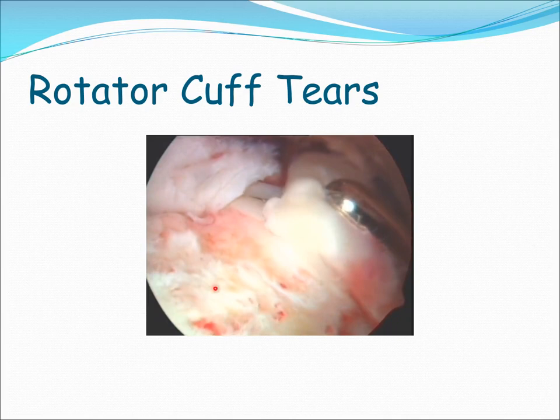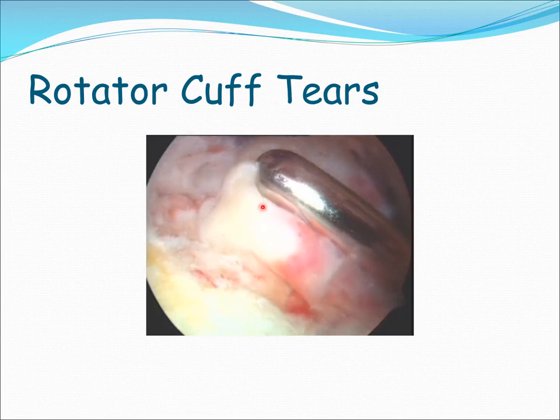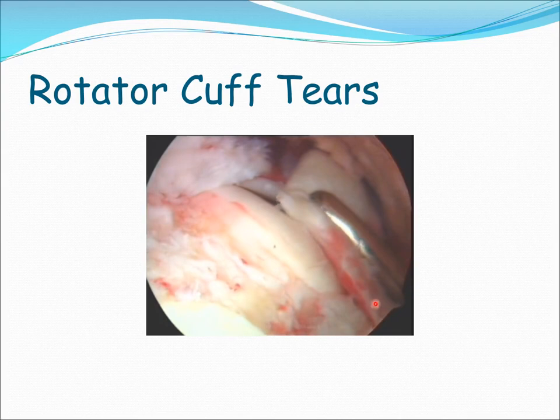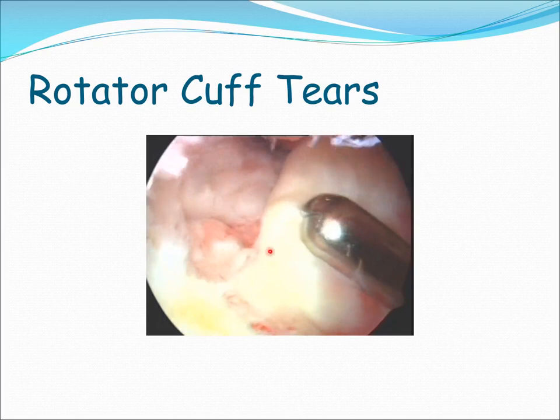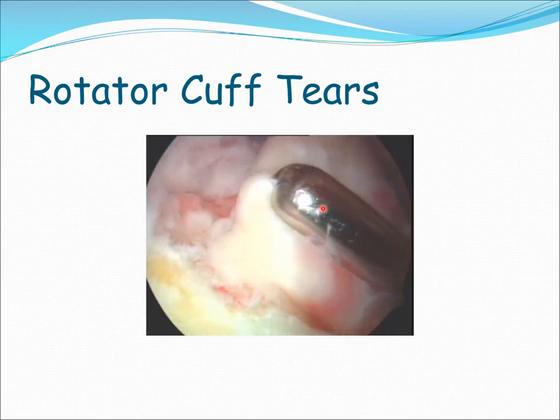And this will make them weak in abduction because supraspinatus abducts you, and external rotation because this is infraspinatus, which is the external rotator, while the subscapularis is intact, so internal rotation shouldn't be affected except due to pain on moving the arm.